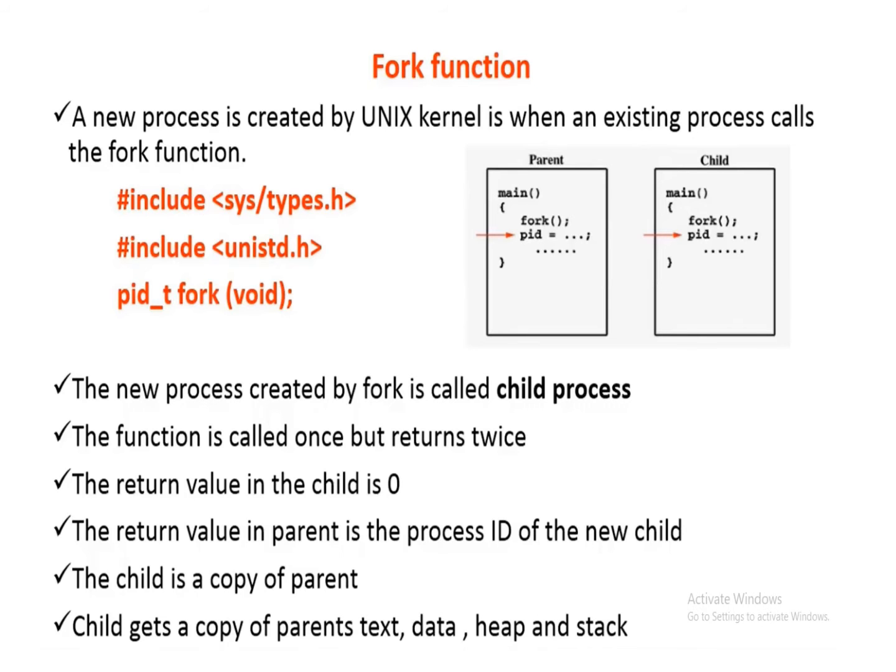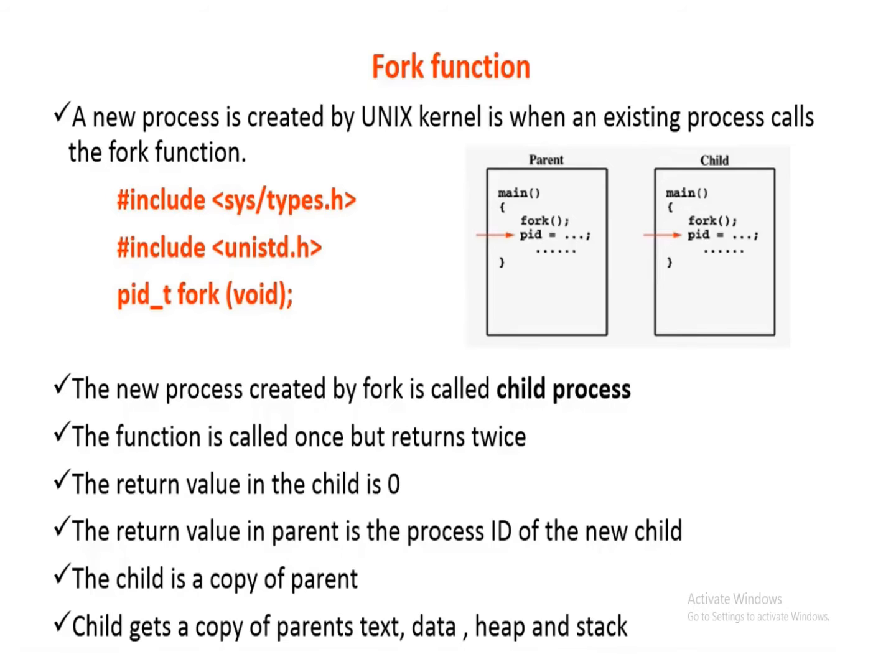Next is the fork function. A new process is created by the Unix kernel when an existing process calls the fork function. That means to create a new process you make use of the fork function. This is the syntax for using the fork function. It returns the process ID and does not take any arguments.